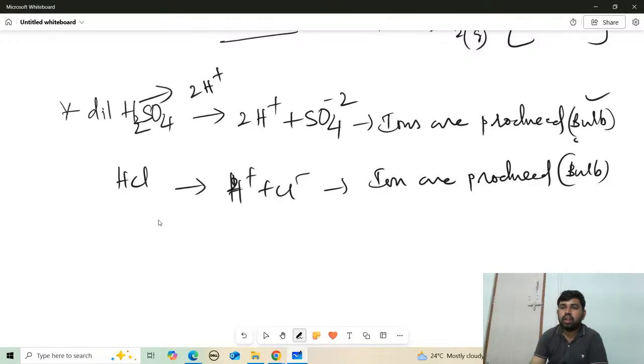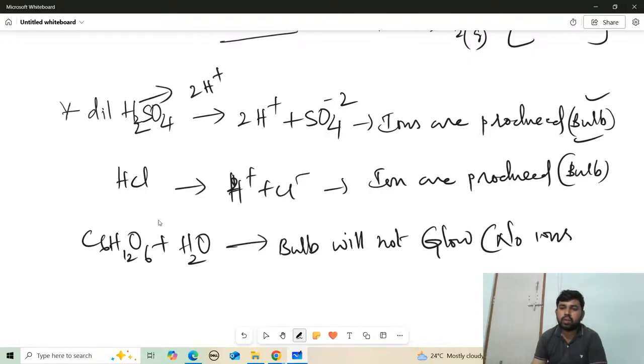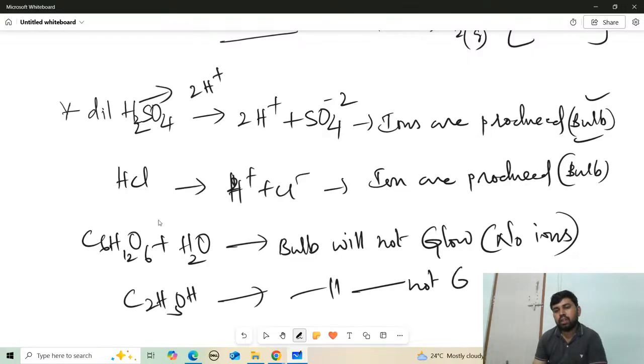Now see, in the case of C6H12O6 plus water, an aqueous solution of glucose, the bulb will not glow. Why does it not glow, sir? Because there are no ions. In the case of C2H5OH also, the bulb will not glow. What is the reason, sir? Here also, no ions.